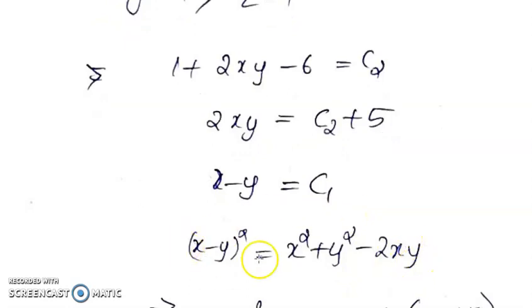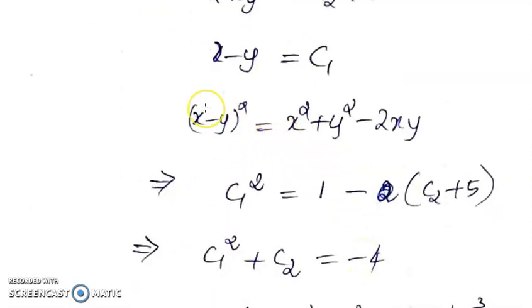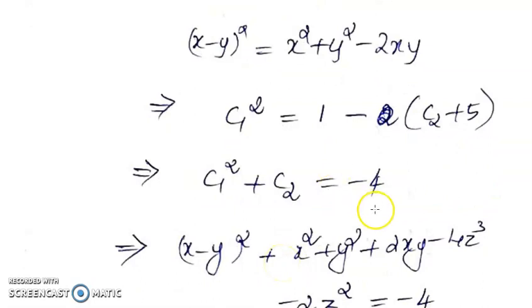Now by using this relation, x minus y whole square equal to x square plus y square minus 2xy, I can eliminate xy. Okay, so you will get a relation involving c1 and c2. So x minus y whole square is x square plus y square minus 2xy. So if you take x minus y whole square, that will be equal to c1 square. So c1 square is 1 minus 2xy, and 2xy is c2 plus 5. So that gives me the relation c1 square plus c2 equal to minus 4.